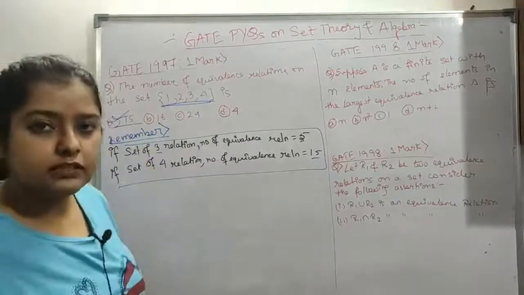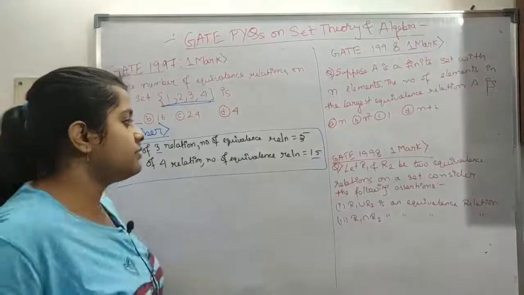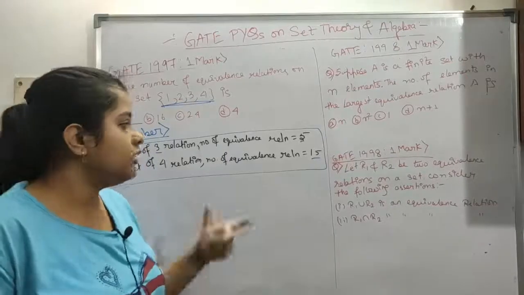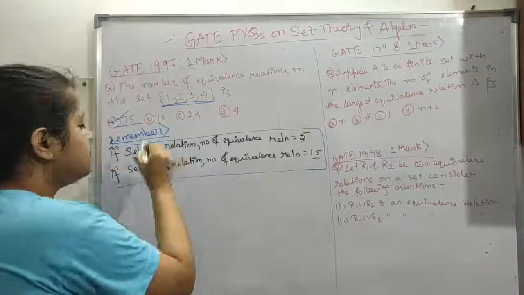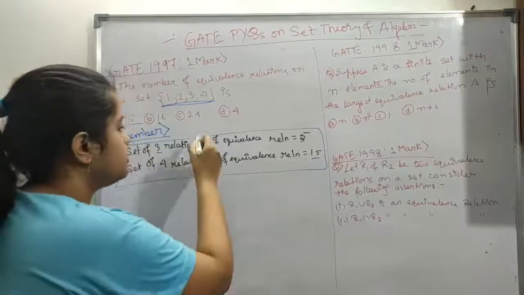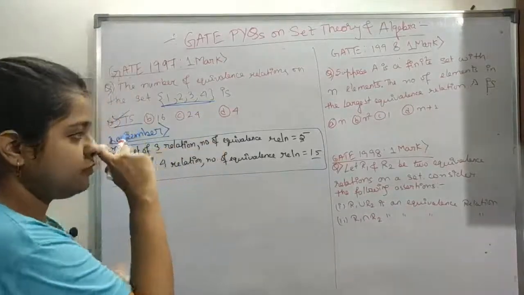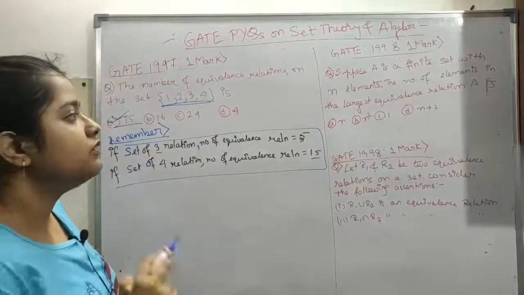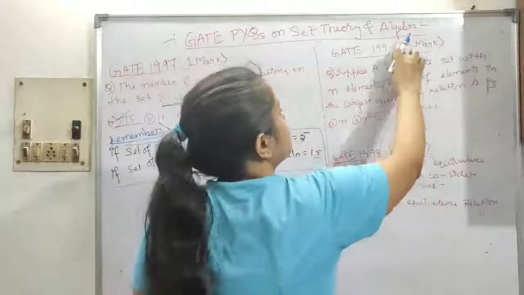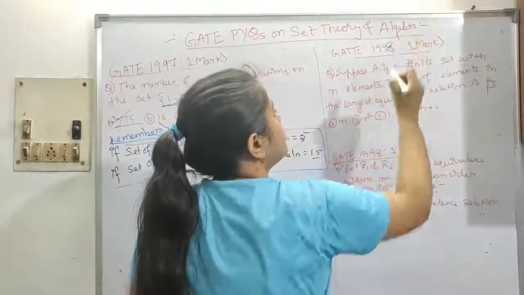So like this it's better to remember, because finding it is hectic. There are very few things I tell you to remember, and this is one of them. Okay, so you have to remember this. Now let's see the next question. This was asked in 1998, a 1 mark question.